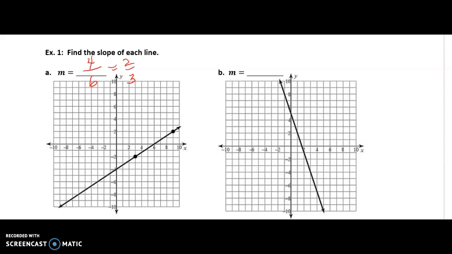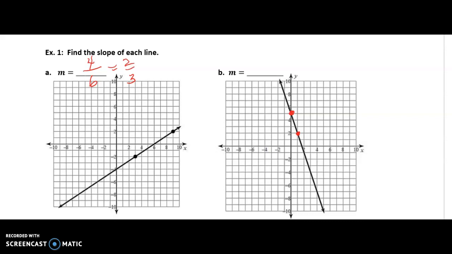All right, we move on to part B. Now you notice we don't have the big black dots to highlight here. So again, we want to pick points that are easily identifiable, where we can count whole boxes for our rise and run. The points I picked with the red dots are points where the line hits the corners of the boxes. I want to be able to count whole boxes for my rise and run.